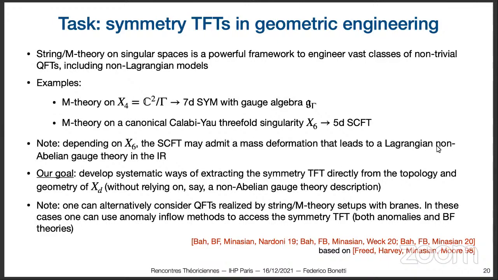And we know that this gives us in the IR, that's the same as just 7-dimensional super Yang-Mills with gauge algebra of ADE type corresponding to gamma. And a much more interesting class of examples comes if we consider instead M theory on a Calabi-Yau threefold.